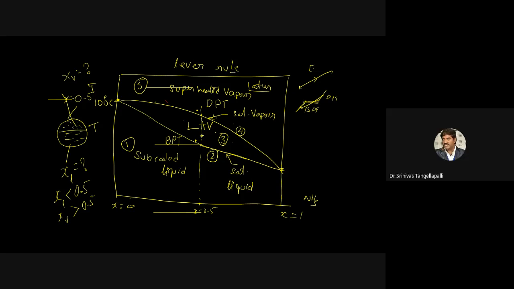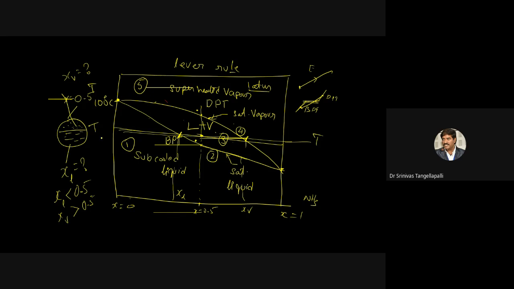For example, if this is a temperature, let me take the horizontal line. I'm not able to draw exactly. It cuts the bubble point curve at one point, and it cuts the dew point curve at one particular point. This is XL, and where it cuts the dew point curve, that is called XV. So after drawing this horizontal constant temperature line, you can identify the XL as well as XV.